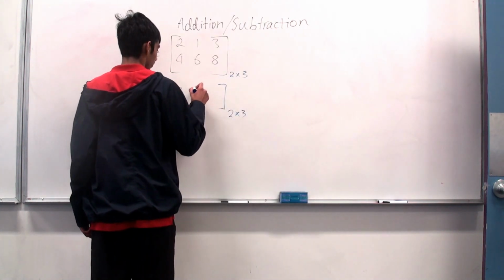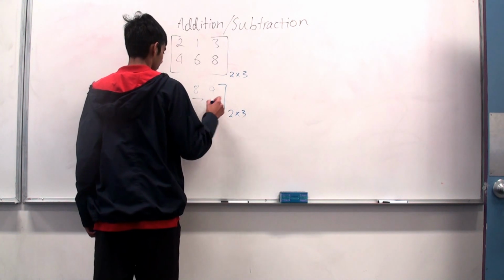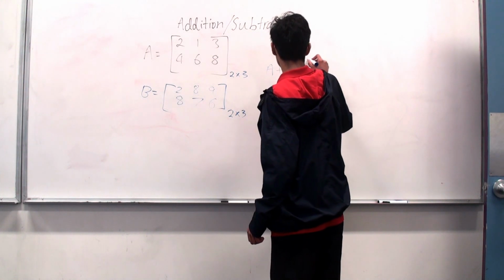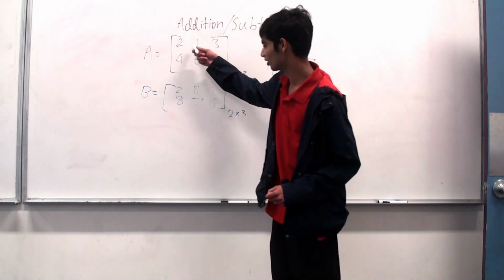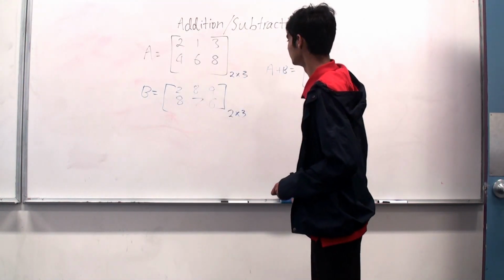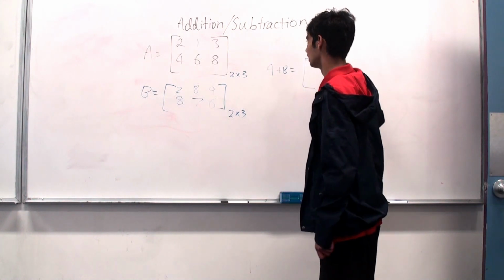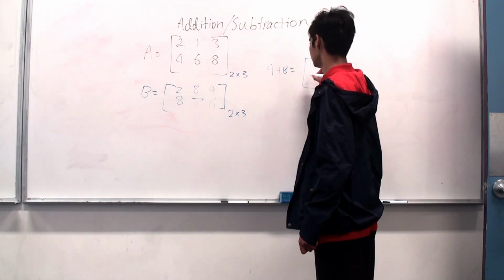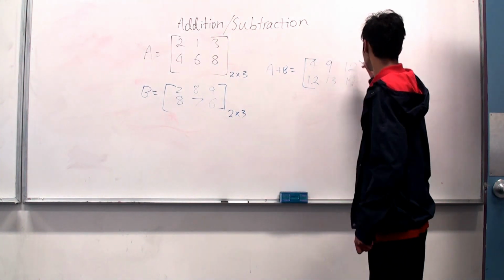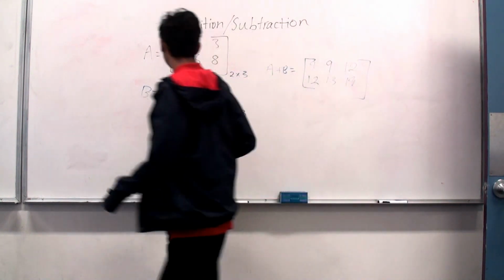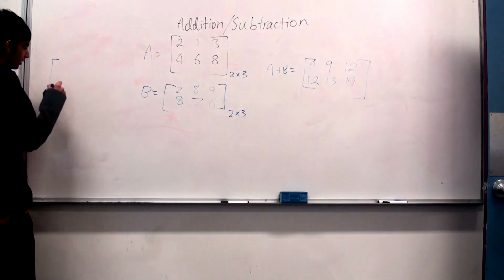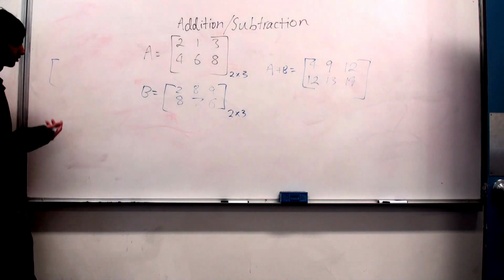So 2, 8, 9, 8, 7, 6. Then A plus B is defined as, you basically add the corresponding entries. So 2 plus 2, we have 4 here. And likewise 9, 12, 12, 13 and 14. So this is A plus B. We simply add the corresponding elements of the two matrices.